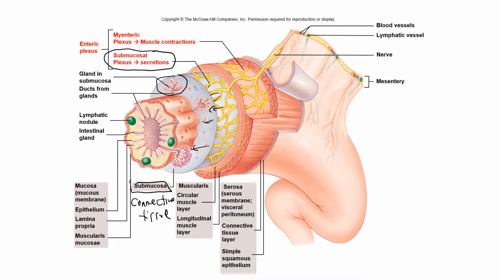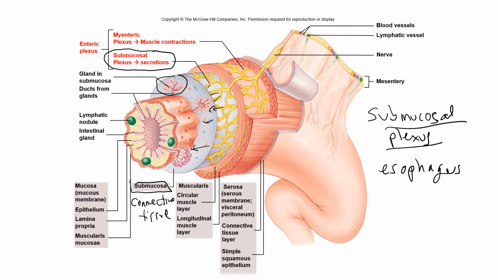The submucosal plexus starts in the small intestine, which means it is absent in the esophagus and the stomach. The submucosal plexus activates submucosal glands, causing secretions of the products of these glands.